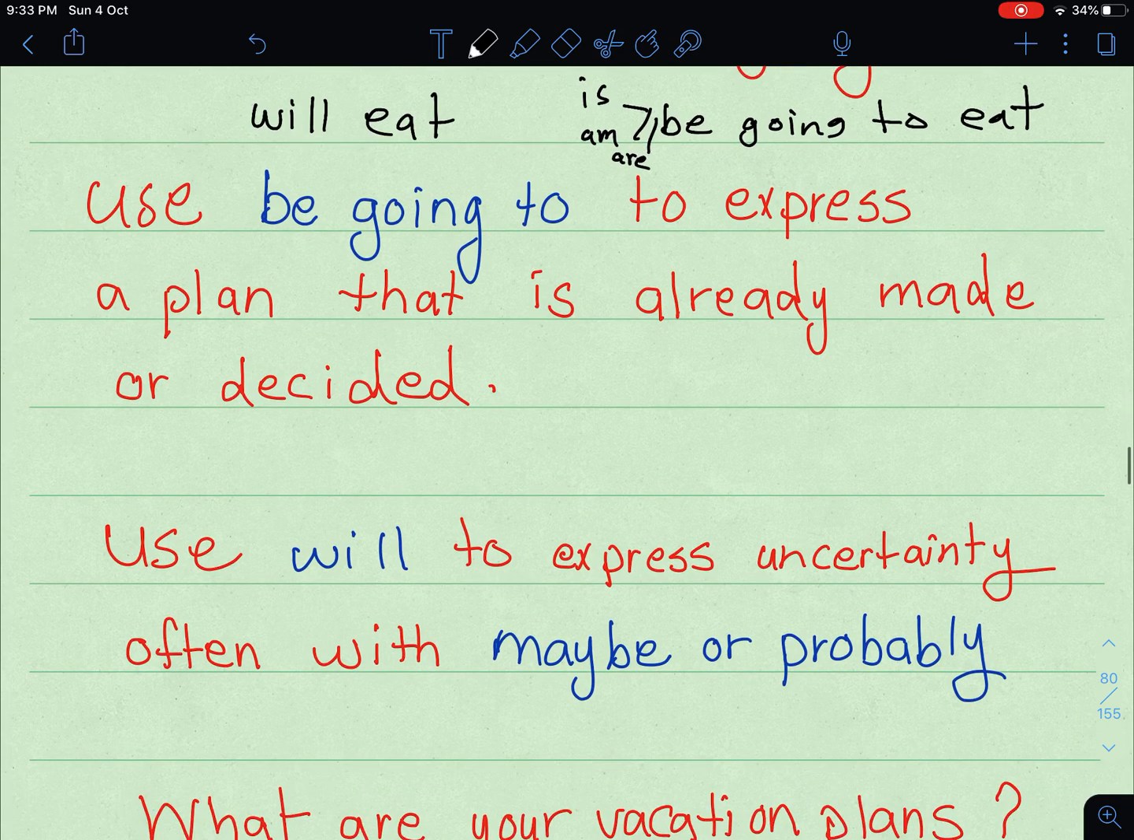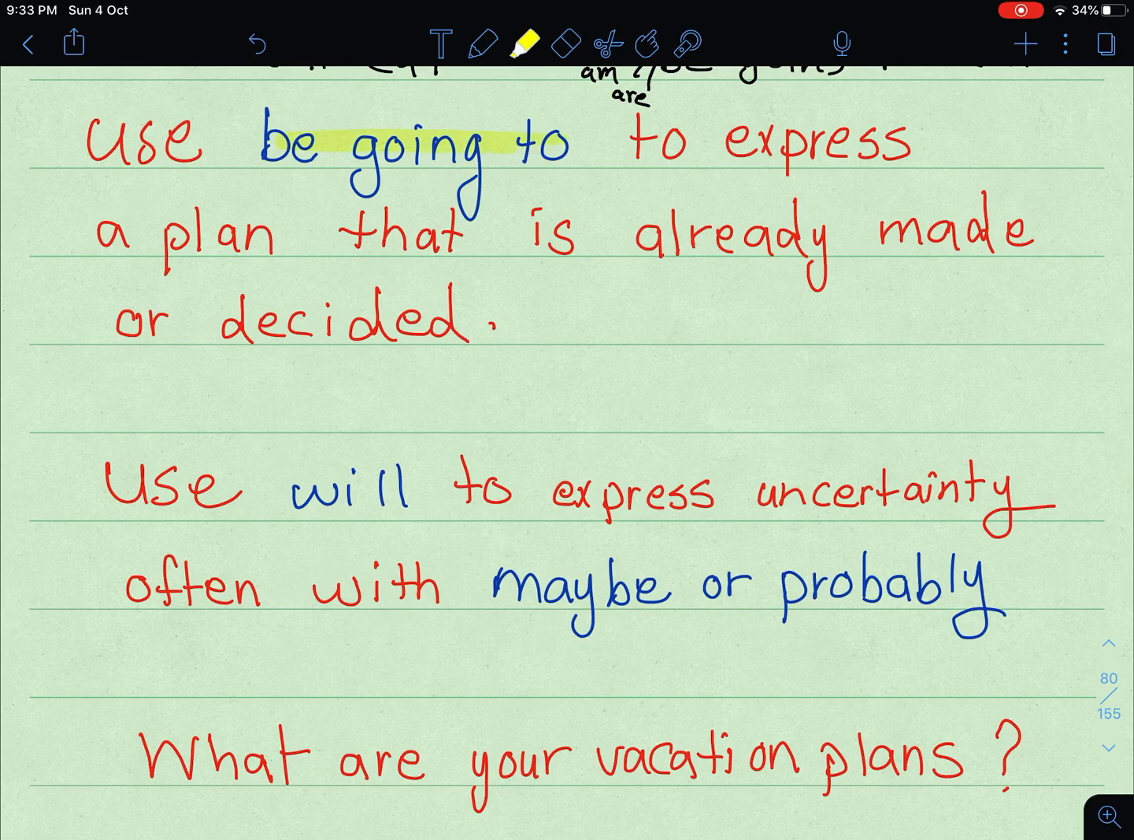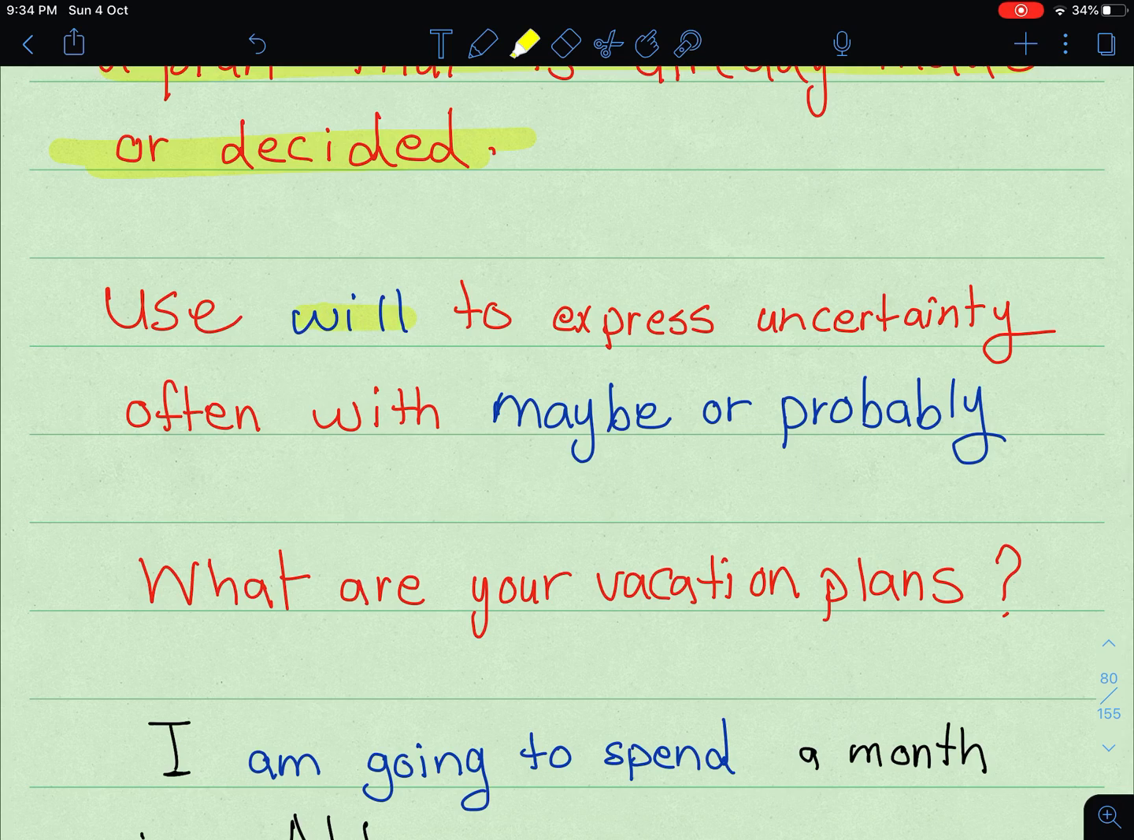Clear? Okay. So usually we use be going to, let me just highlight it, to express a plan that is already made or decided. It is true that be going to is future, but it is a plan made in advance, something they have decided to do, planned. So be going to is for something planned or decided. While we use will to express uncertainty, often with maybe or probably, when someone is not sure about something.